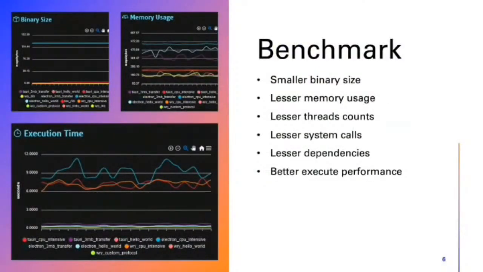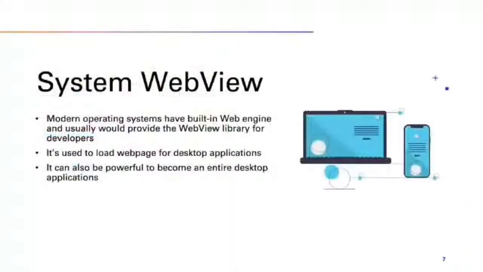In order to realize how many benefits we gain from Tauri, we have a monitor to see the results of benchmarks between ourselves and other frameworks. As a result, you can see that we have a smaller binary size. For example, the Discord app is around 300 megabytes, but a community member built a lightweight version with Tauri, and it is only 6 megabytes. We also have lower memory usage, thread counts, system calls, and dependencies. And all of this doesn't compromise any speed at all. In fact, Tauri is really performant. So how do we do it? How could all of this be possible?